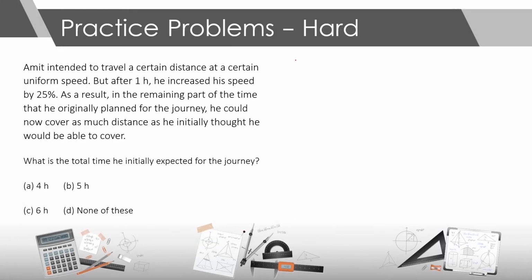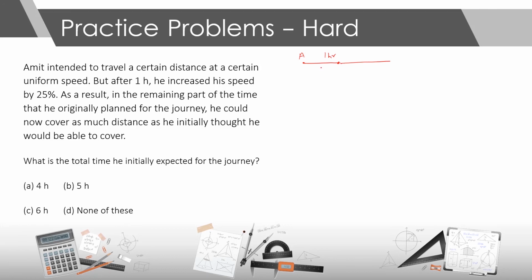Now let's look at another practice question. This question has two parts. So on this screen we are looking at the first part. Amit is starting a journey and he intends to travel a certain distance at a certain uniform speed. After 1 hour, he has increased his speed by 25%. As a result, in the remaining part of the time that he originally planned for the journey, he could now cover as much distance as he initially thought he would be able to cover. Now, we want to find out what is the total time that he initially expected for the journey.